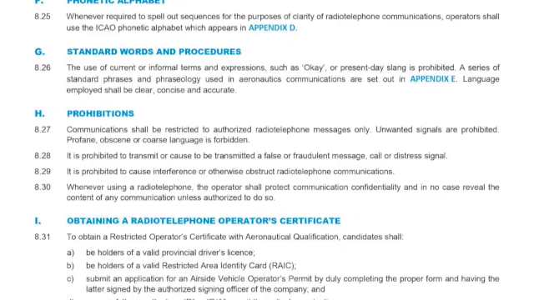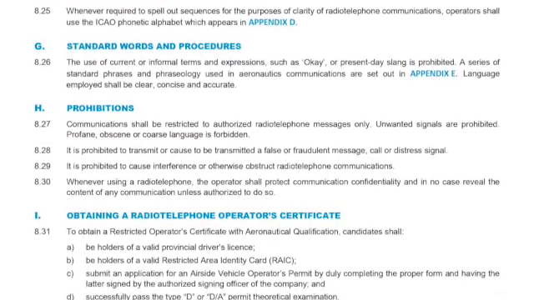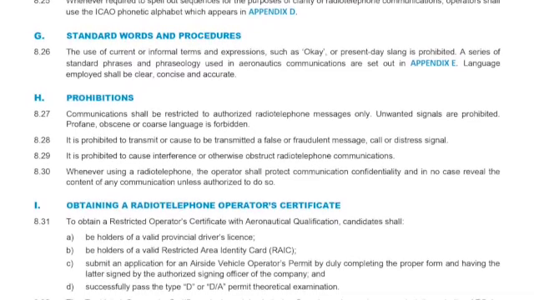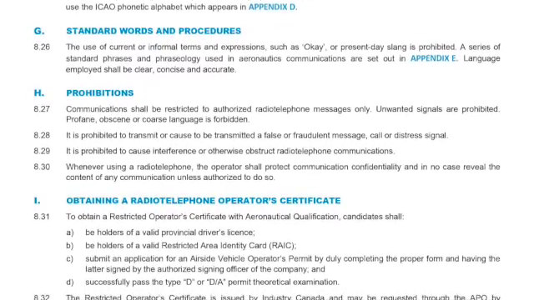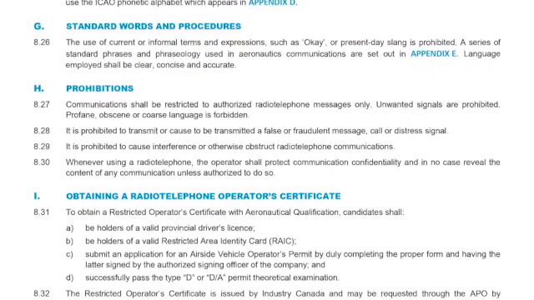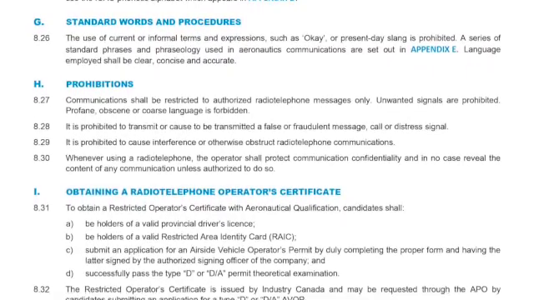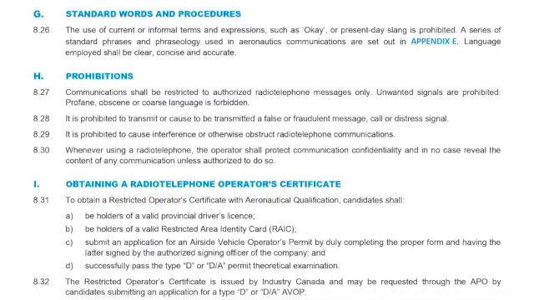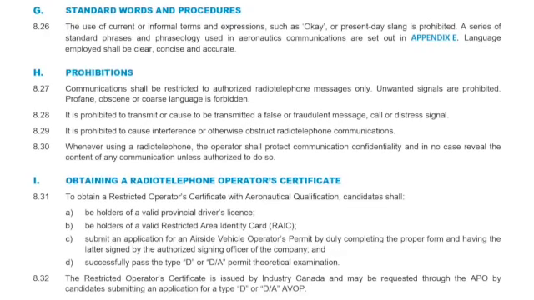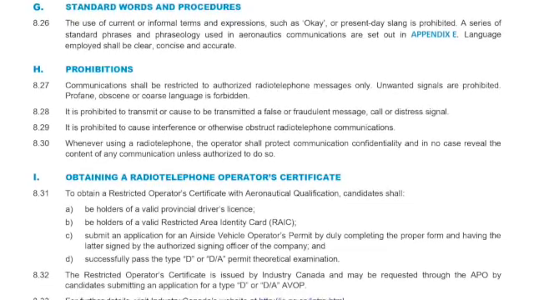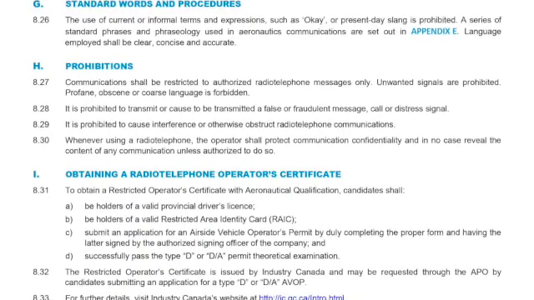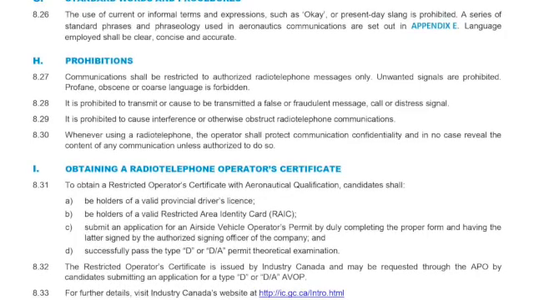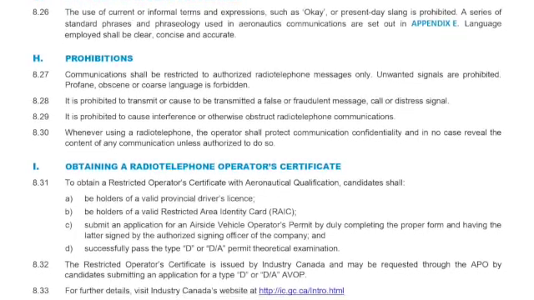I. Obtaining a radio telephone operator's certificate. 31. To obtain a restricted operator's certificate with aeronautical qualification, candidates shall, A. Be holders of a valid provincial driver's license. B. Be holders of a valid restricted area identity card, RAIC. C. Submit an application for an airside vehicle operator's permit by duly completing the proper form and having the latter signed by the authorized signing officer of the company. And D. Successfully pass the Type D or D/A permit theoretical examination.